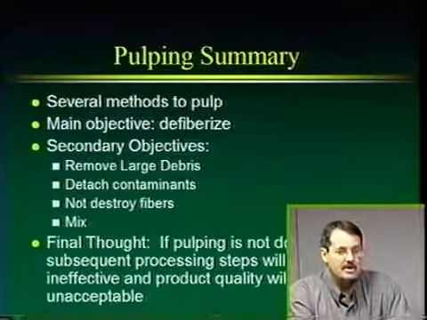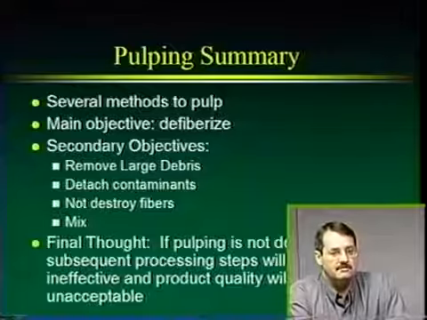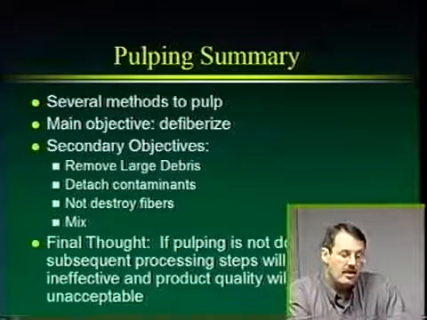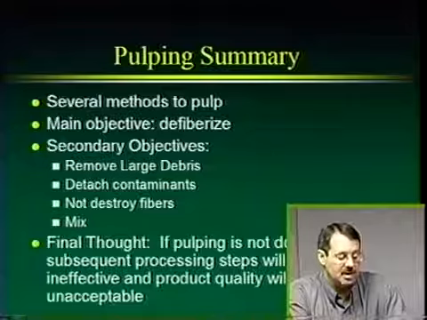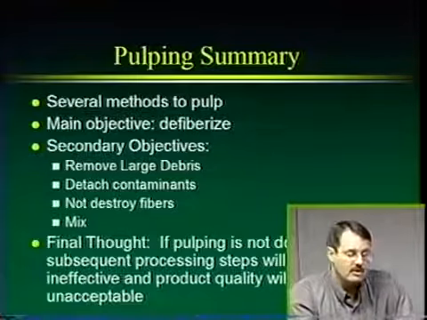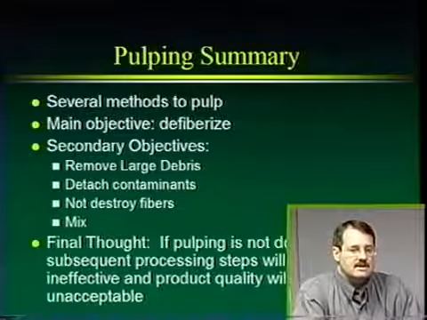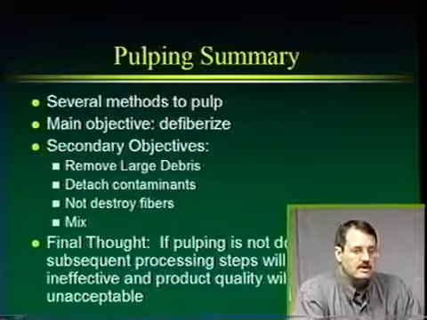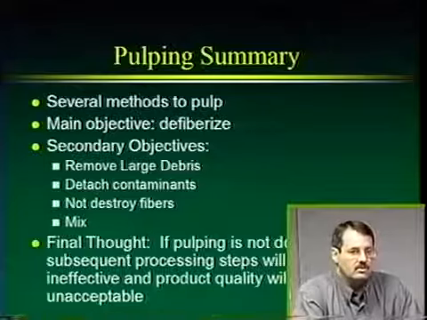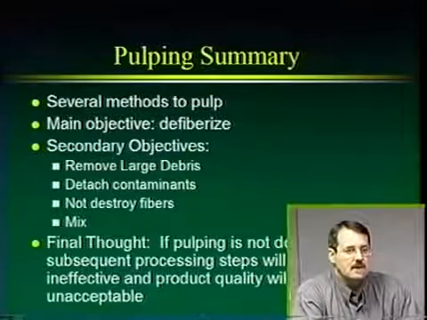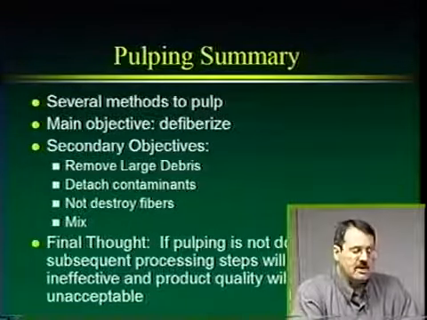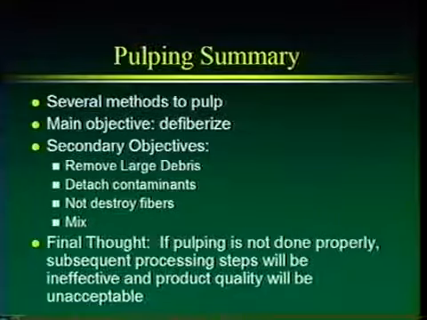The main objective of pulping is to defiberize. Everyone knows that. However, secondary objectives are very important also. We've got to remove large debris. We've got to detach contaminants if necessary, like in de-inking, or even in OCC, detaching tapes and plastics and adhesives. We do not want to destroy the fibers, obviously. And we want to mix in some cases. We want to mix water, chemicals, and fibers.